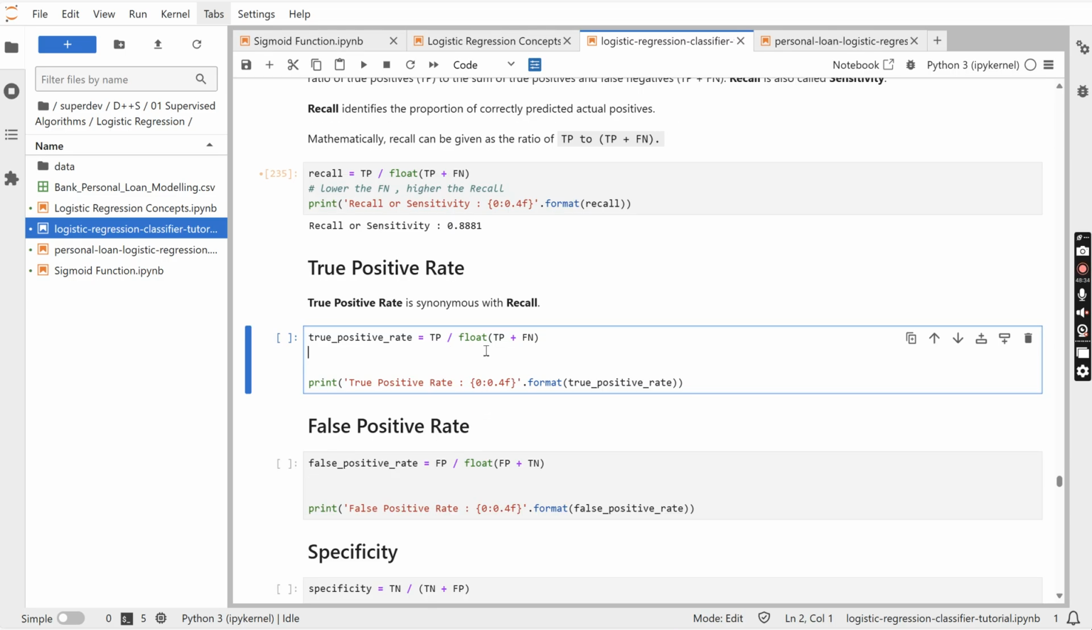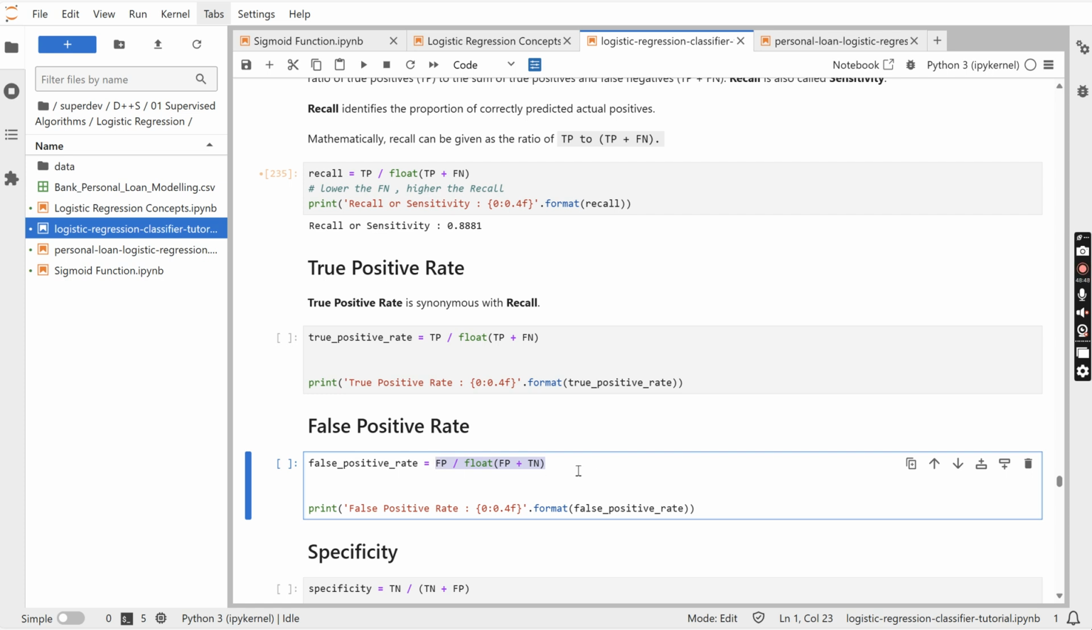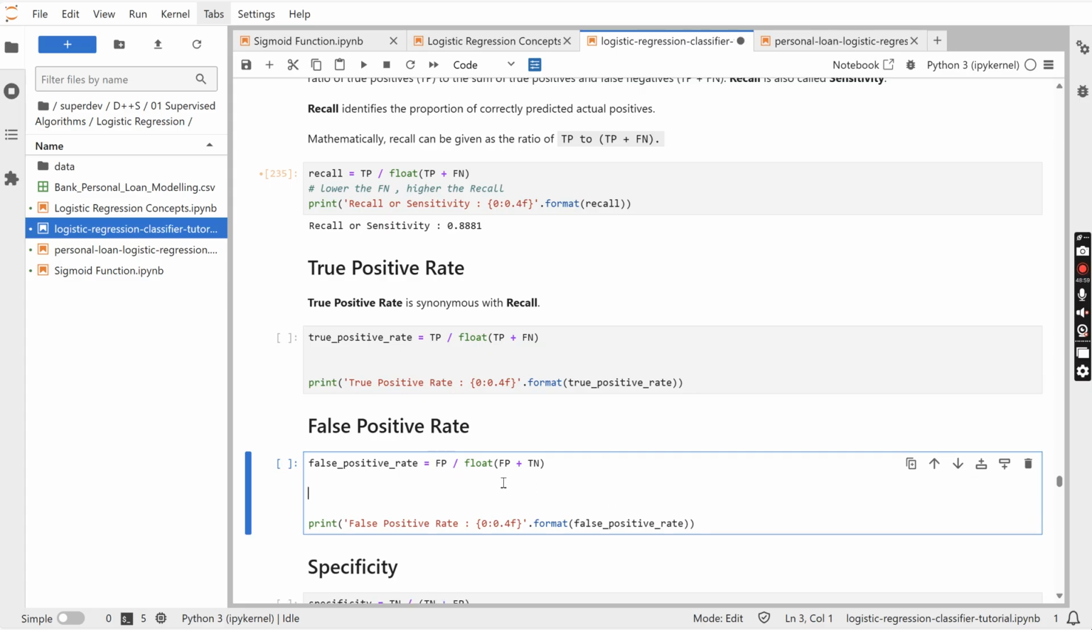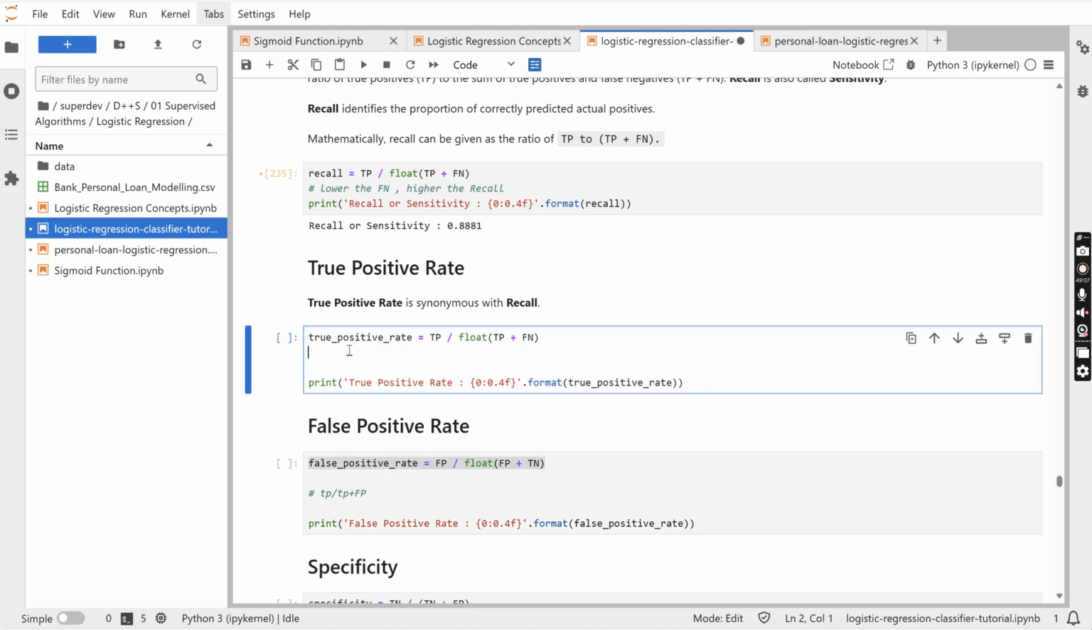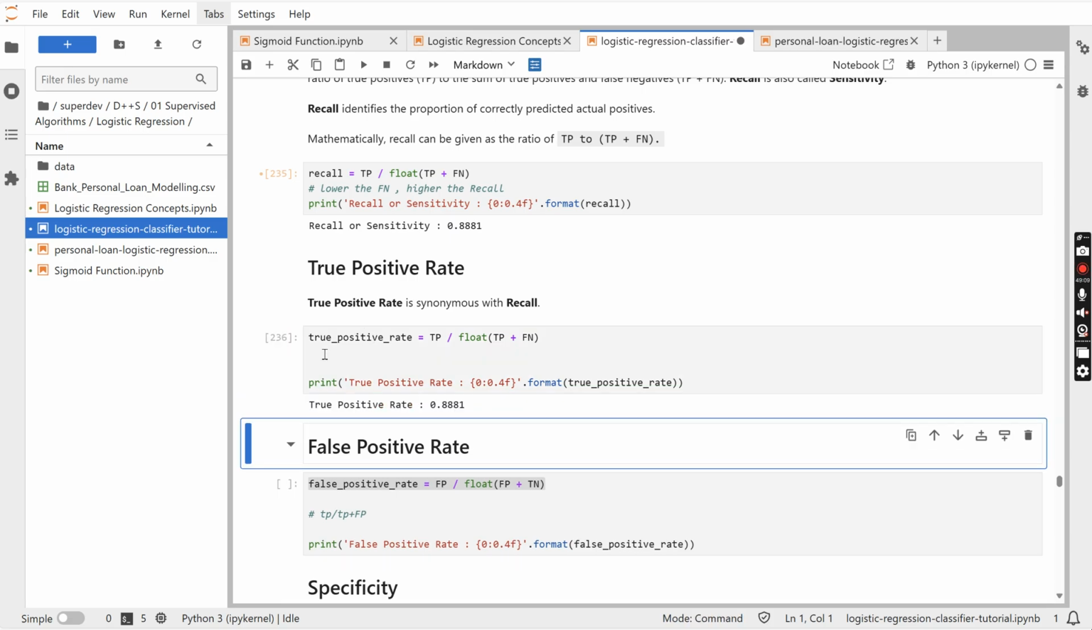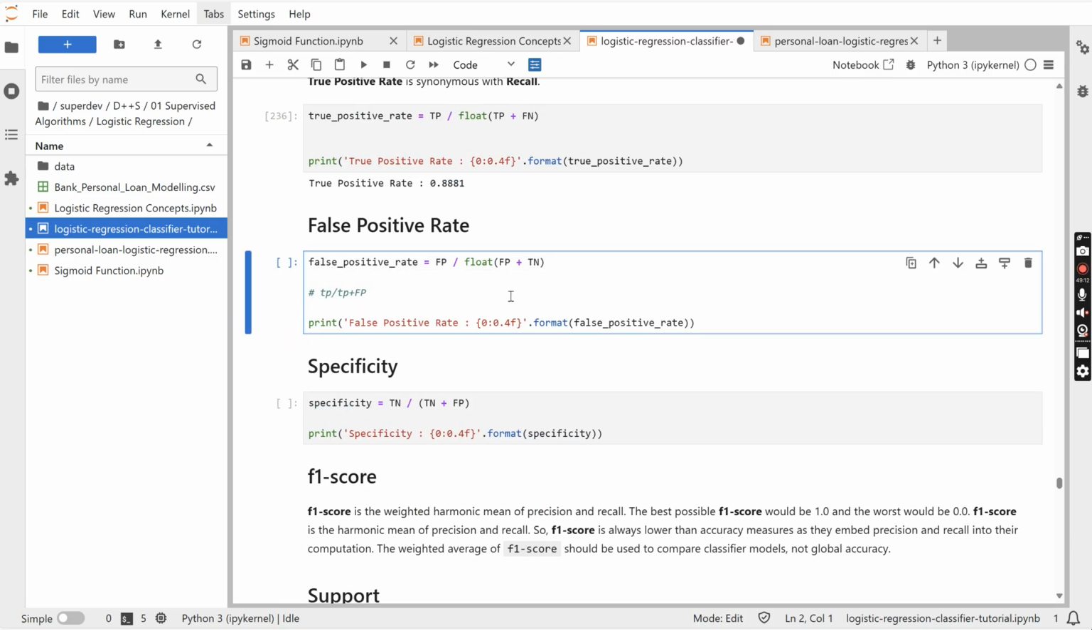Next is true positive rate. Now in true positive rate, notice this is exactly the formula of recall. True positive rate is nothing but recall. False positive rate is a little different. Just compare the formula. False positive rate is talking about false positives, but the formula for precision is different. Precision is TP divided by TP plus FP, which is different from what you see here. So true positive rate means recall, which is what we have obtained.